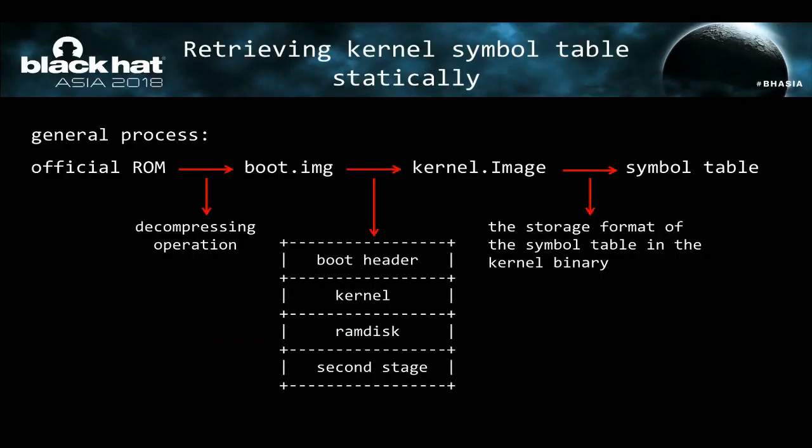We can retrieve the kernel symbol table statically from the official ROM. The general process is as follows. First of all, we need to get the official ROM. Now most manufacturers provide ROM package downloads on their official websites. All we have to do is download the corresponding ROM based on the specific model. Then we need to take out the boot image from the official ROM.